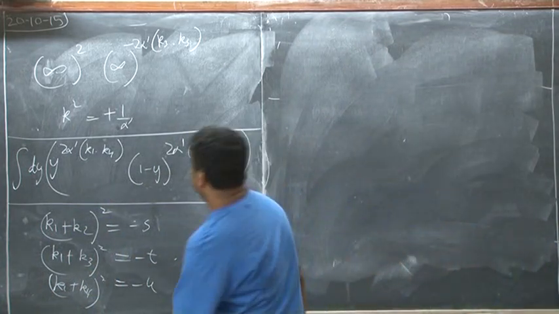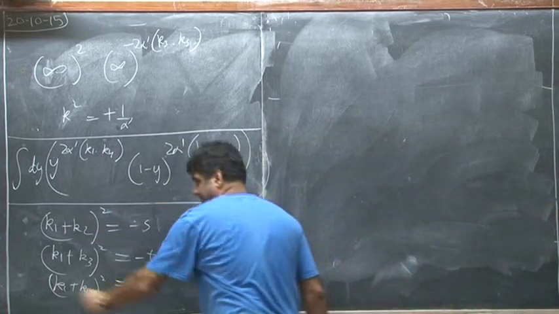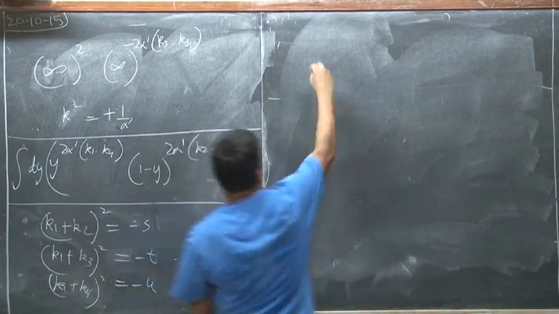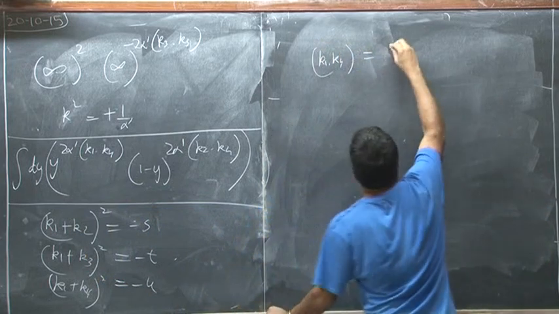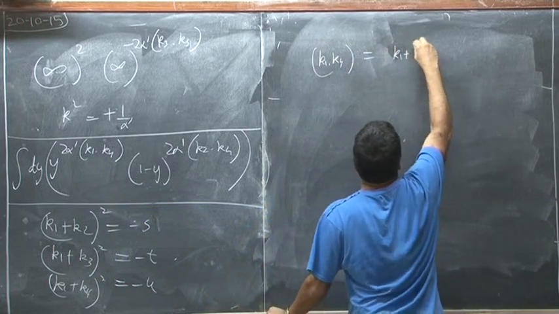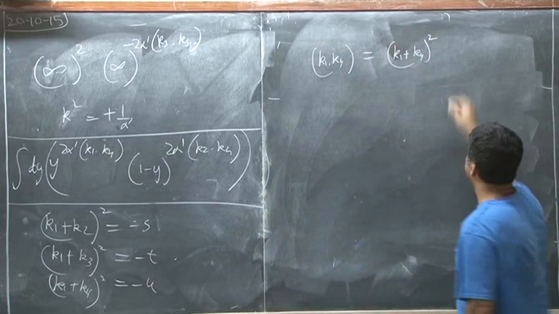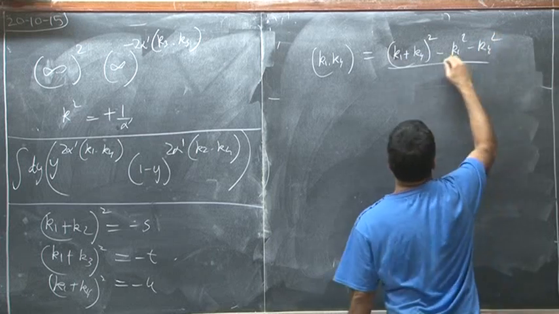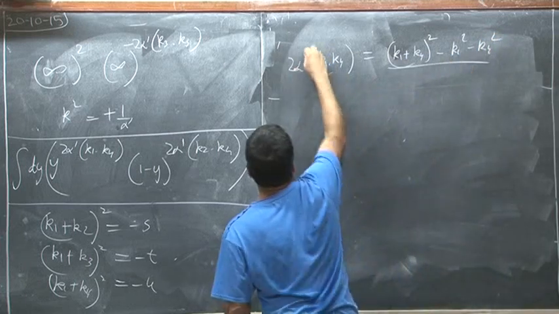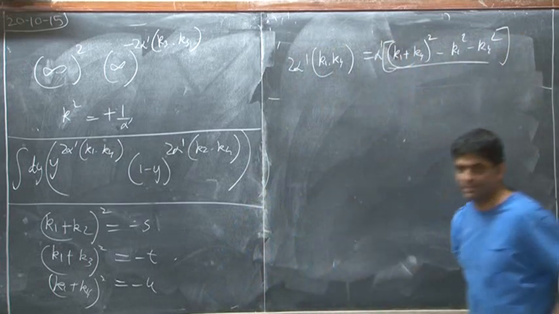Okay, then this guy here, let's look at k1 dot k4. k1 dot k4 is equal to (k1 plus k4) the whole thing squared, minus k1 squared minus k4 squared, divided by 2. So 2 alpha prime k1 dot k4 is alpha prime times this.